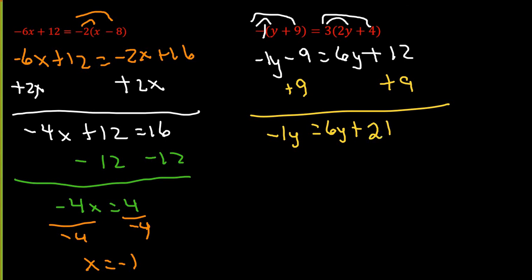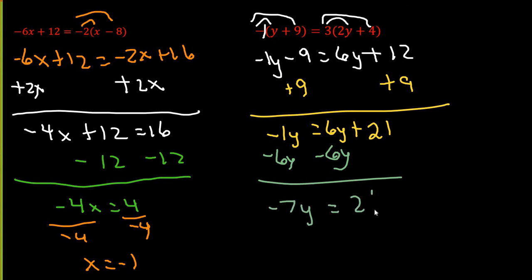Now I'm going to move all my letters to the left side. Inverse of positive 6y is a negative 6y. Negative 1y minus 6y is negative 7y. That's going to equal 21. And then finally, we divide both sides by negative 7. And that's going to give us y equals negative 3. So if you need more time, go ahead and pause it because I'm going to clear this out.